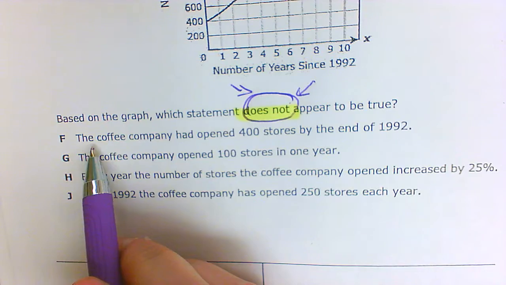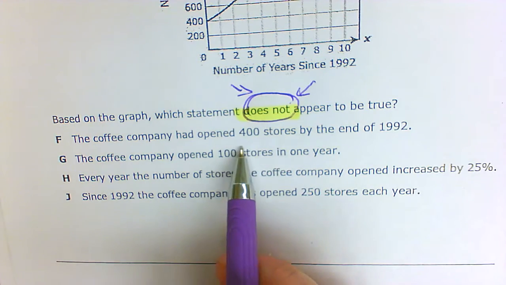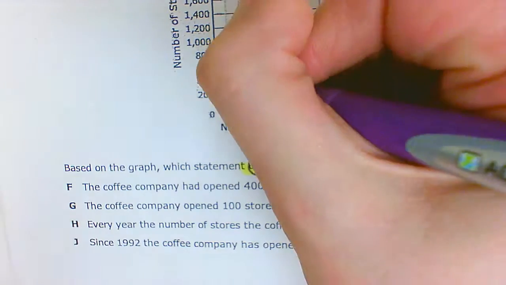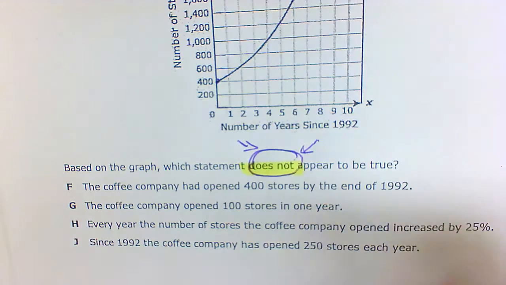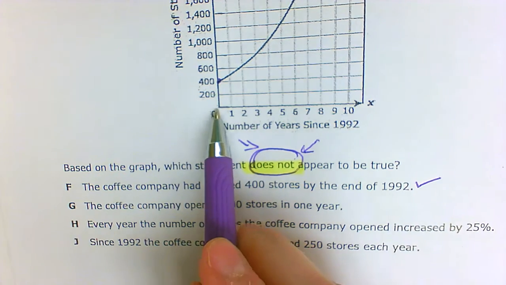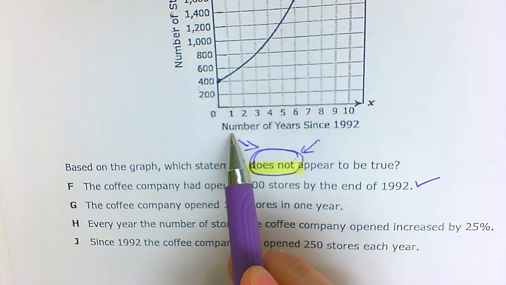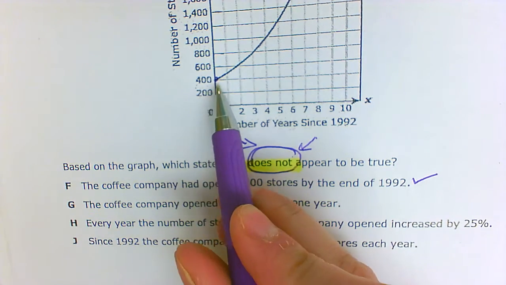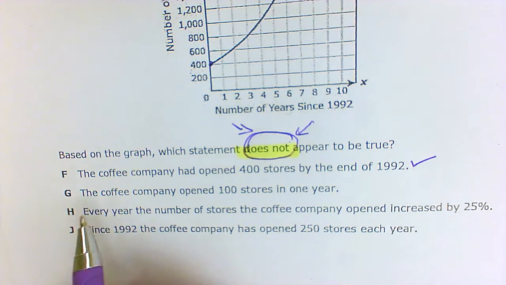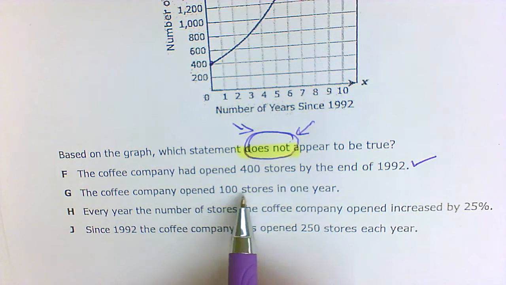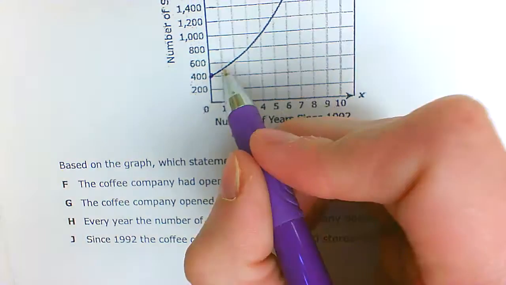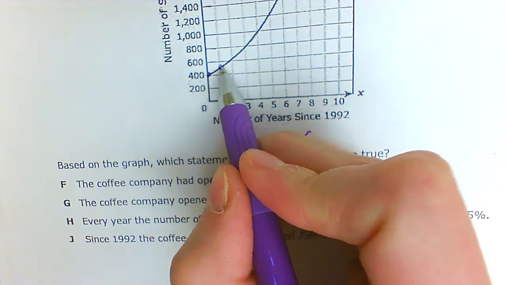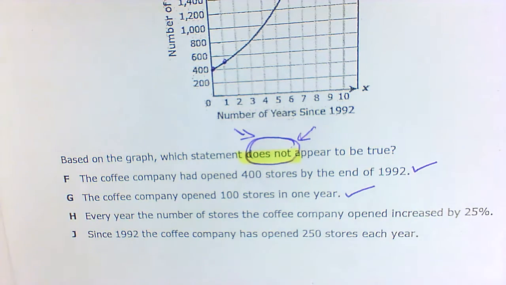So let's see. F says that the coffee company had opened 400 stores by the end of 1992. So the end of 1992 is right here. That is 400 stores, so that's true. The reason this is representing 1992 is because this is the number of years since 1992. It's been 0 years, so it would still be 1992. G, the coffee company opened 100 stores in 1 year. So when I look between here to here, it looks like it probably went up between 400 and 500, so I can see that one being true.